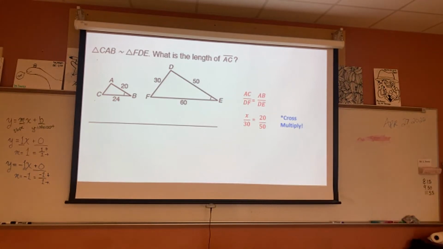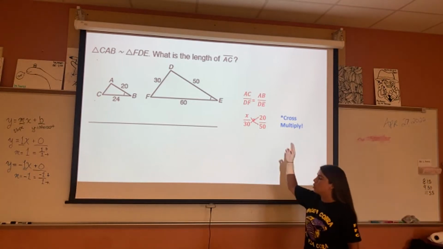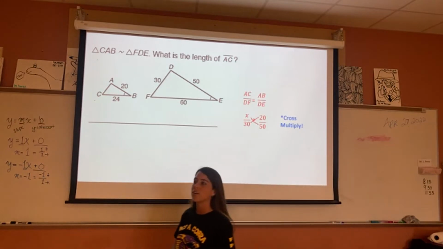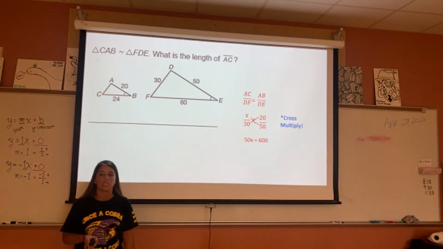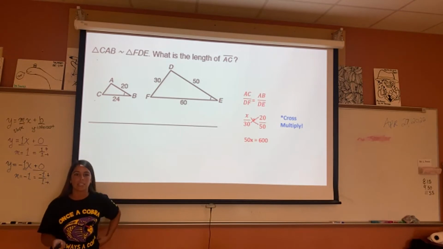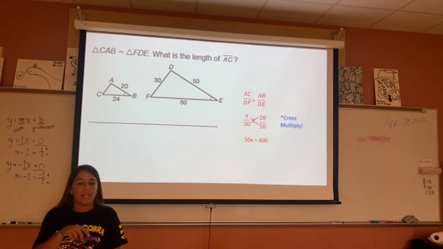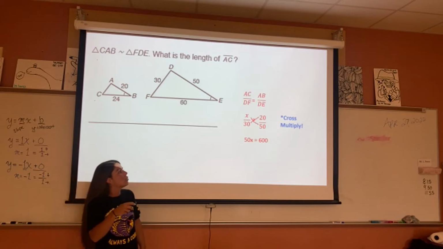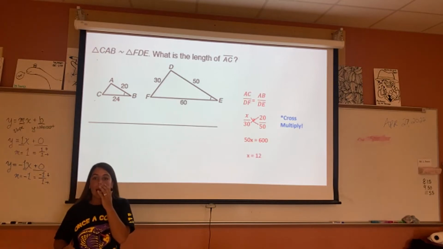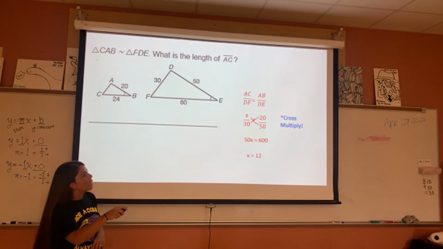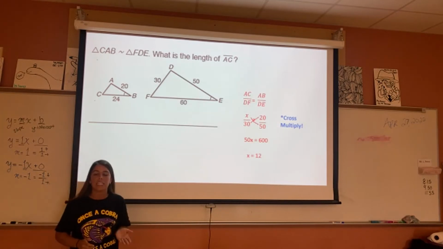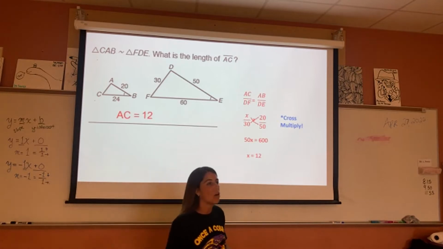Remember, when we're saying cross multiply, we are just crisscrossing. I'm going to do X times 50, which gives me 50X, and then 20 times 30, which is 600. I know 50X equals 600. I want to solve for X, so I need to divide both sides by 50. 50X divided by 50 is X. 600 divided by 50 is 12. I know X is 12. We plugged in X for AC. So if X is 12, the length of AC is also 12.